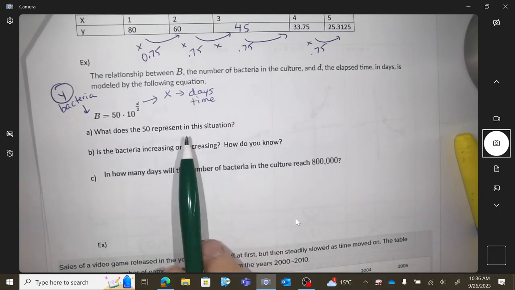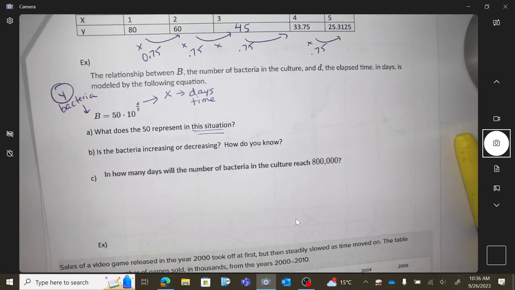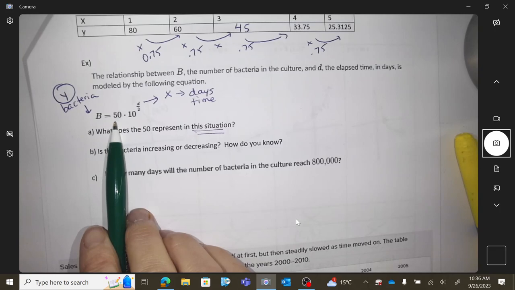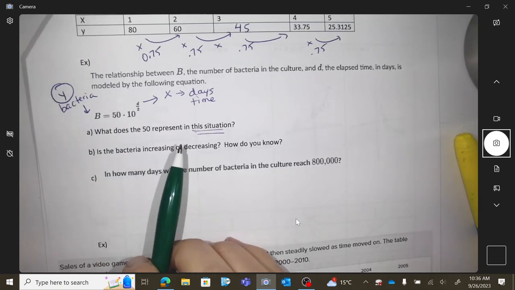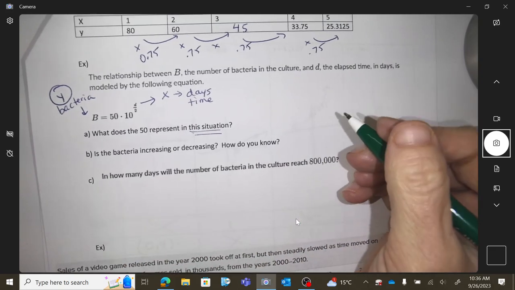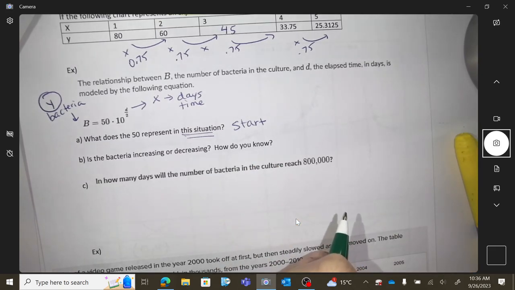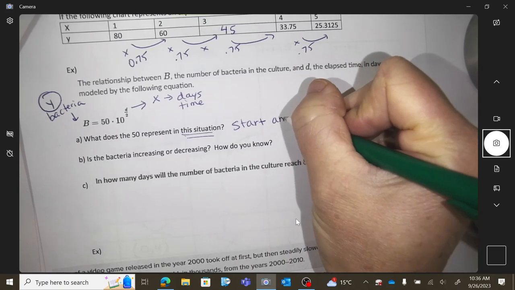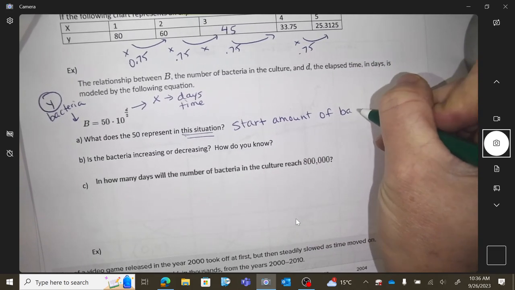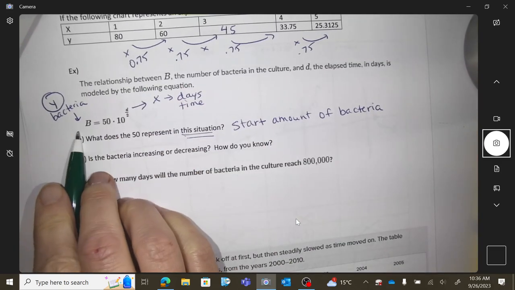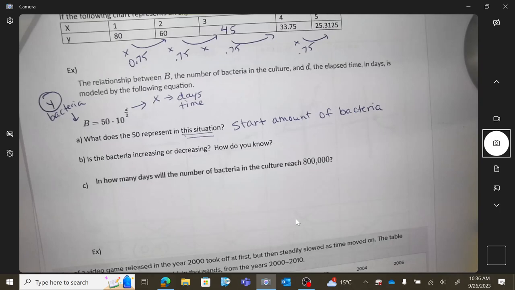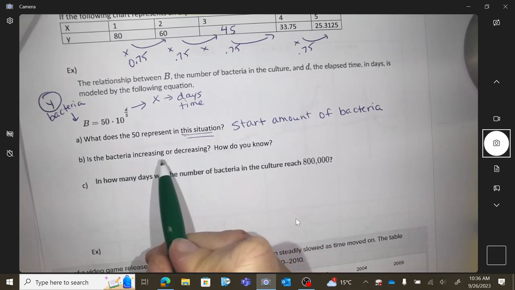So what does 50 represent in this situation? So I don't want you to write y-intercept. What in words specifically for this problem? So we talked about the y-intercept being the start. So what is it the start of? The start amount of bacteria. Because the Y is bacteria. Is the bacteria increasing or decreasing, and then how do you know? So which one is it, increase or decrease?